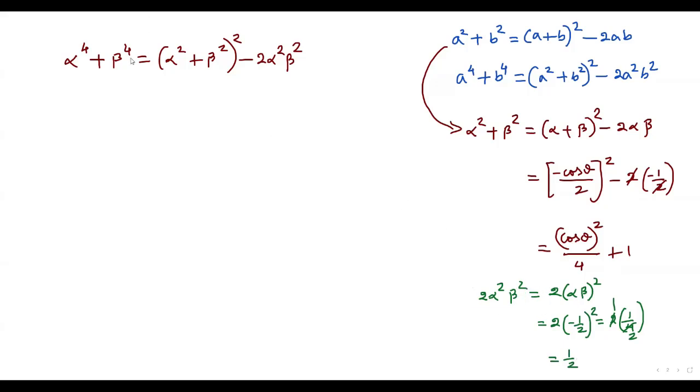Okay, now I can plug in this value for alpha square positive beta square over here, and 1 over 2 for this 2 times alpha square times beta square. Okay, let me continue. Alpha to the fourth power positive beta to the fourth power equals, we get cosine theta the whole square over 4 positive 1 the whole square negative. The value of this 2 alpha square times beta square is just 1 half. Okay, now I got the value of alpha to the fourth power positive beta to the fourth power.